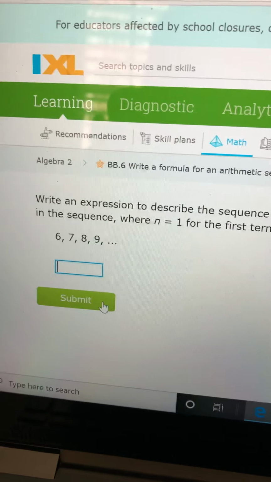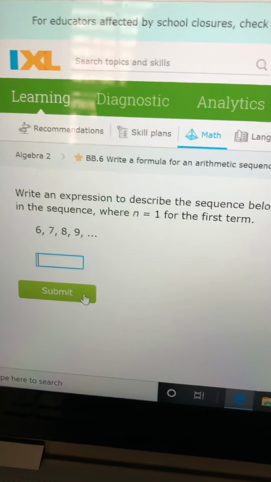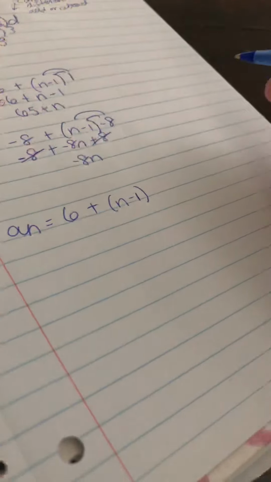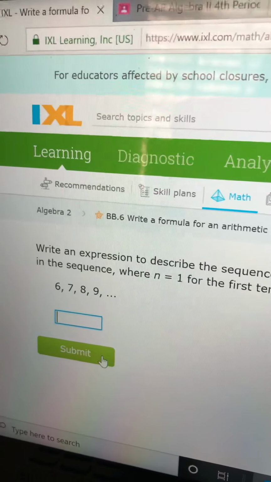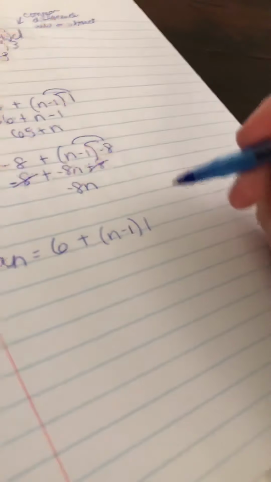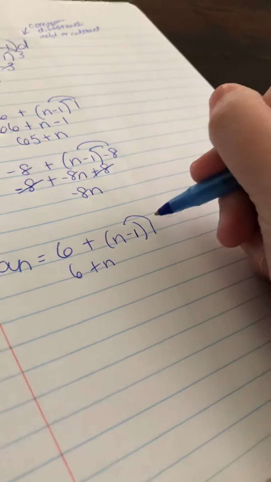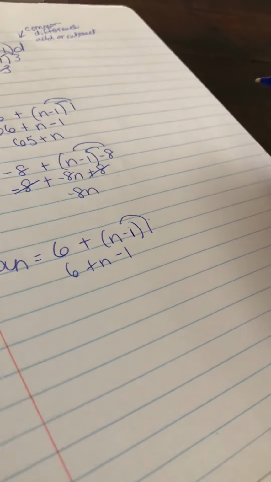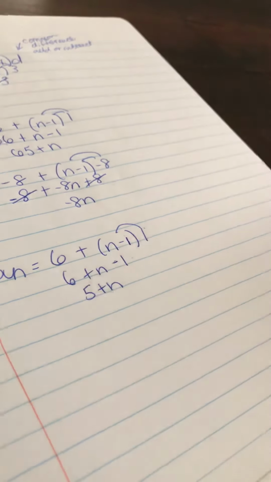Alright, this one, AN equals, A1 is 6, that's the first number. Then I put n minus 1. Now let's figure out what D was. How much are they going up each time? 1. So I put a 1 right here. 1 times n is 1n, and 1 times negative 1 is negative 1. 6 subtract 1 is 5. So this answer is 5 plus n.